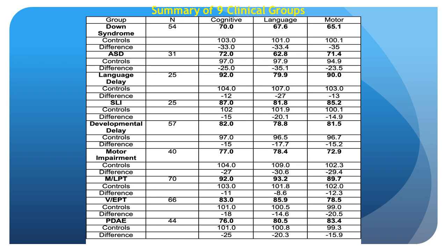And one other thing with validity is when we looked at clinical groups. Now, as you can see here, there are 410 clinical cases, and children had Down syndrome, autism spectrum disorder, language delay, specific language impairment, developmental delay, motor impairment, moderate to late preterm, very and extremely preterm, and prenatal drug and alcohol exposure. In every case, the children in the clinical groups did more poorly than their matched controls.